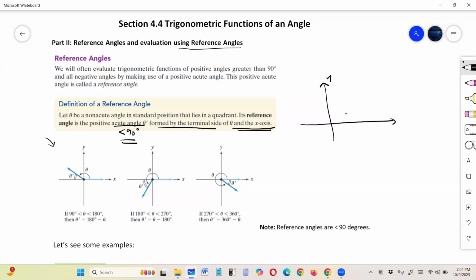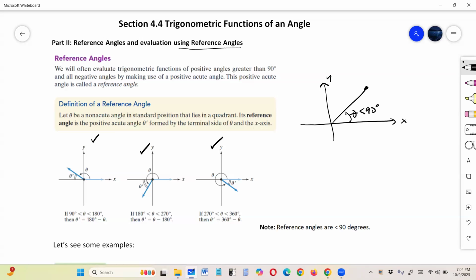Okay, so if I am in the first quadrant, by definition, the angle theta is already less than 90 degrees. So any angle in the first quadrant is already its own reference angle. That's why you see here the pictures from your textbook. You only have a new reference angle in the second quadrant, or the third quadrant, or the fourth.